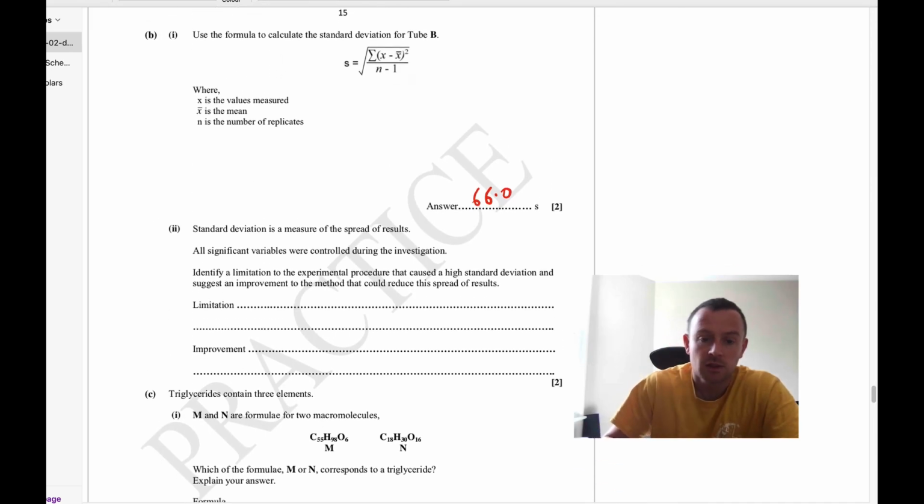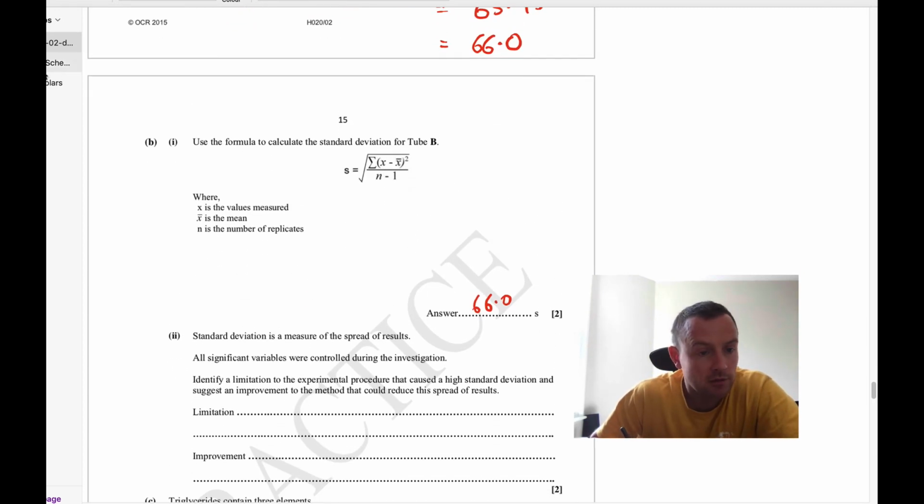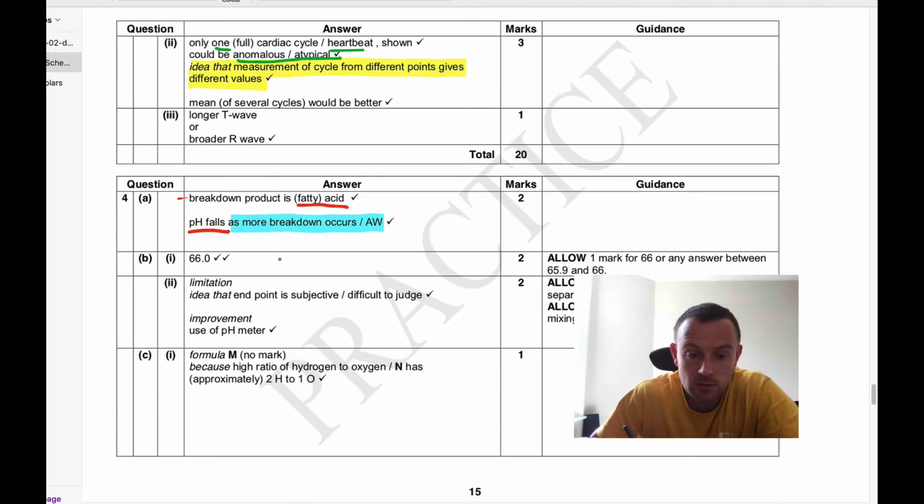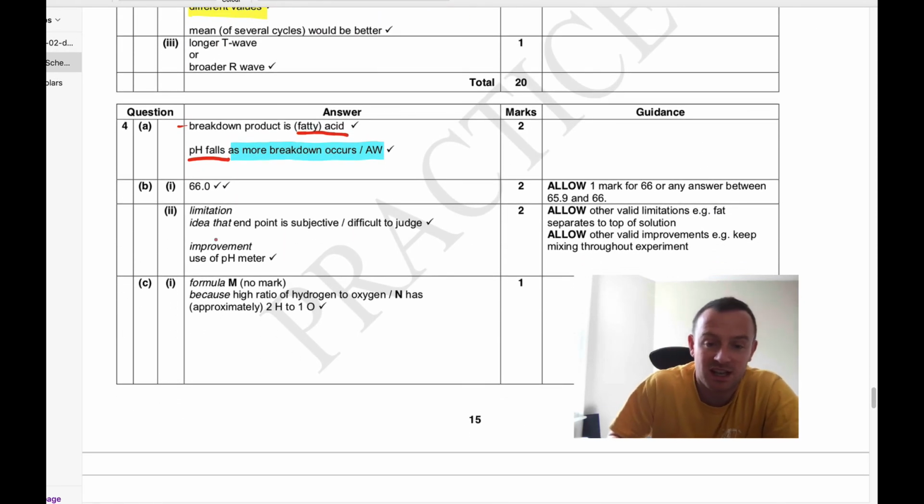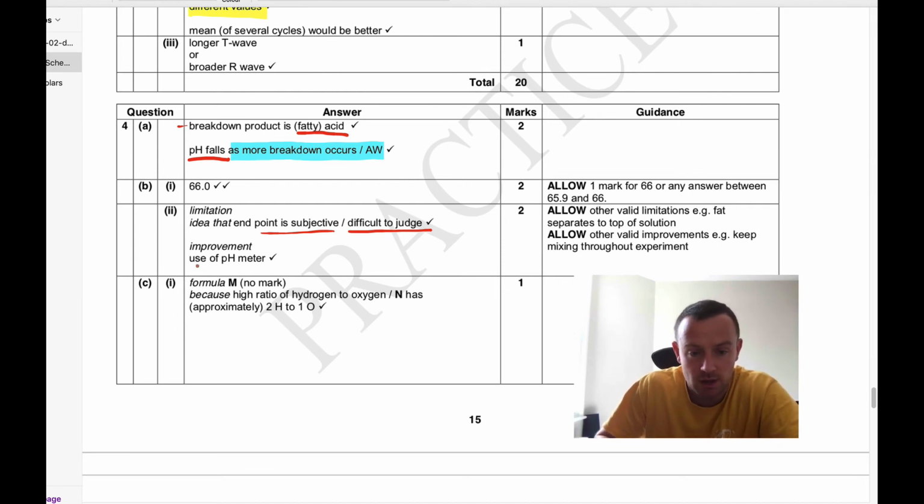Okay, next one down. Standard deviation measure of spread results. All significant variables were controlled in the investigation. Identify a limitation to the experimental procedure that caused a high standard deviation and suggest an improvement. Well, you could have a few. You can just have the one. Limitation is the idea that the endpoint is a bit difficult to tell. It's subjective or difficult to judge. So we're looking for a color change, which is maybe difficult to see. So as an improvement, we could use a pH meter.